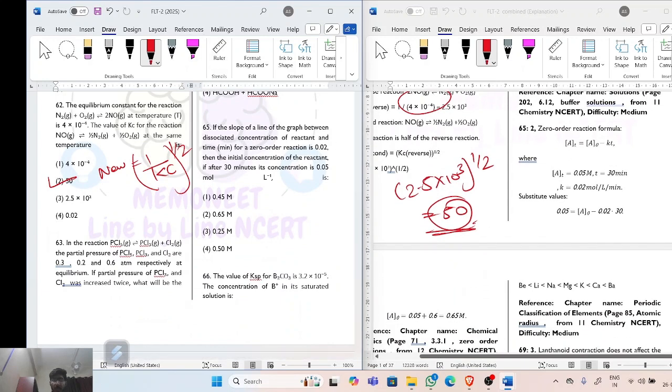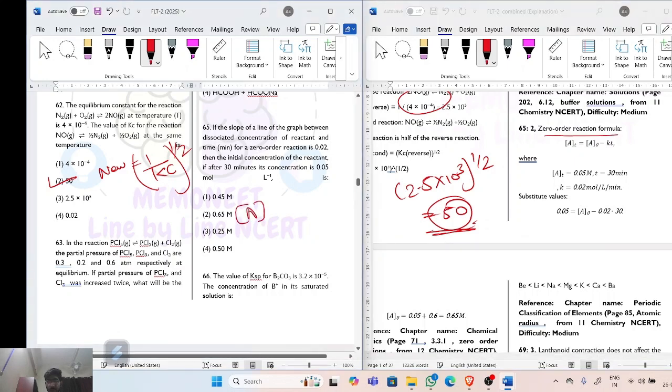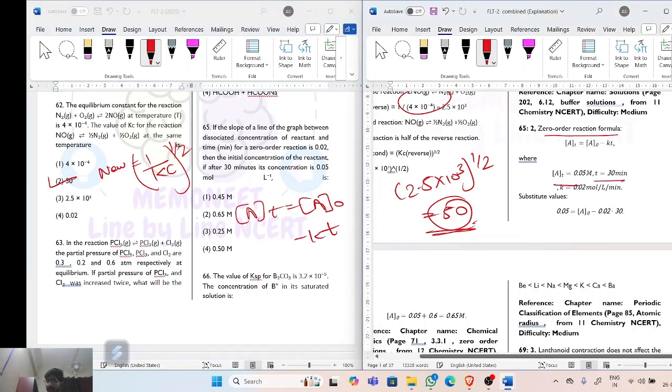If the slope of the line of the graph between concentration of reactant and time in minutes for a zero order reaction is 0.02, then what is the initial concentration of the reactant, if after 30 minutes the concentration is 0.05 mol per liter? So we have been given a zero order reaction. The formula for a zero order reaction is [A]t = [A]0 minus kt. Here [A]t is given, time is given, and k is given.